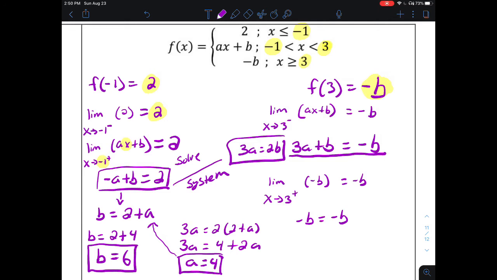So I can make this function of x be continuous on its entire domain, even with the breaking parts at -1 for x and 3 for x, if I have a equal to 4 and b equal to 6.